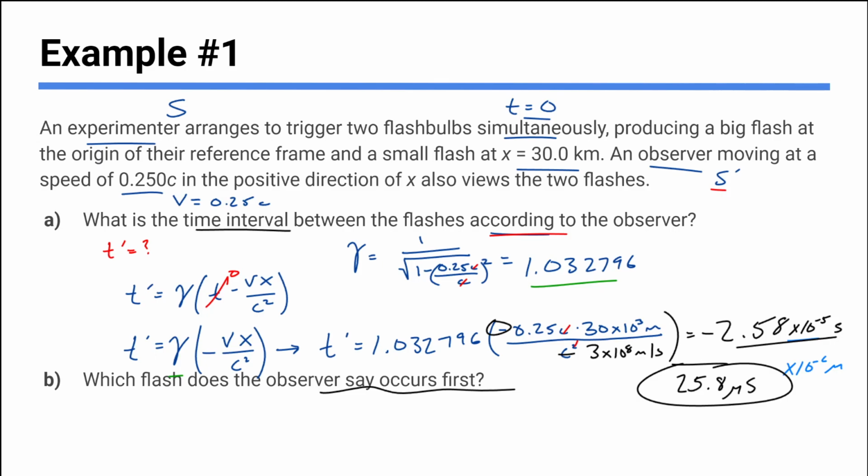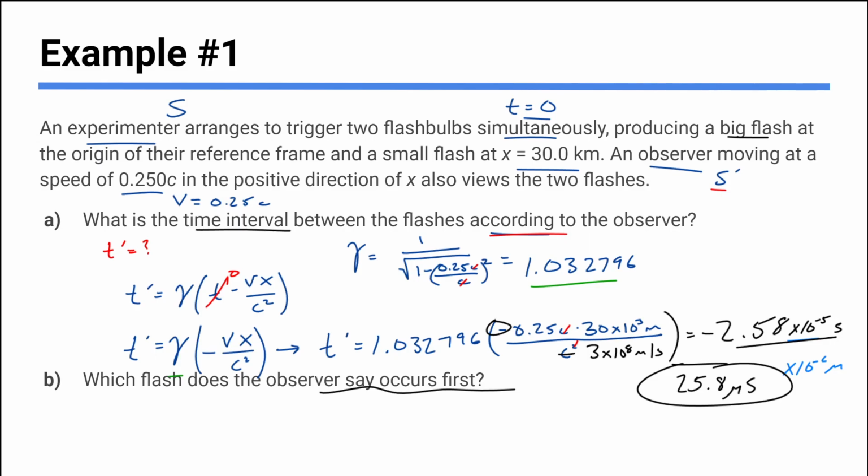The fact that we got the negative, well, what did we plug in? We plugged in 30 kilometers for X. So we're really assuming that, and it's true, T prime for the first flash will also be 0. That occurs at time equals 0. When I plug in 30 kilometers, I'm finding when the small flash happens relative to the big flash. The time of the small flash in terms of the big flash is negative, which means it happened before.